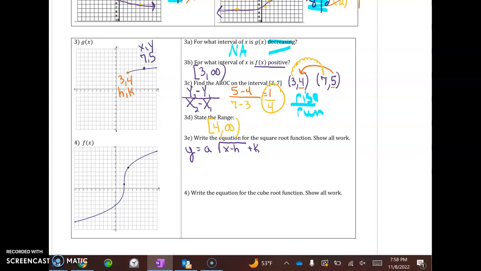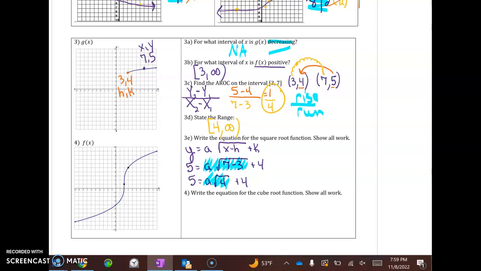So what we're going to do is substitute those values, and figure out what a is. So y is 5, a is going to be a, then I'm going to do the square root of 7, and I'm going to take away 3, and then I'm going to add my k, which is 4, and what I'm going to do is just hang out right here and get this part cleaned up. I'm going to end up with the square root of 4.